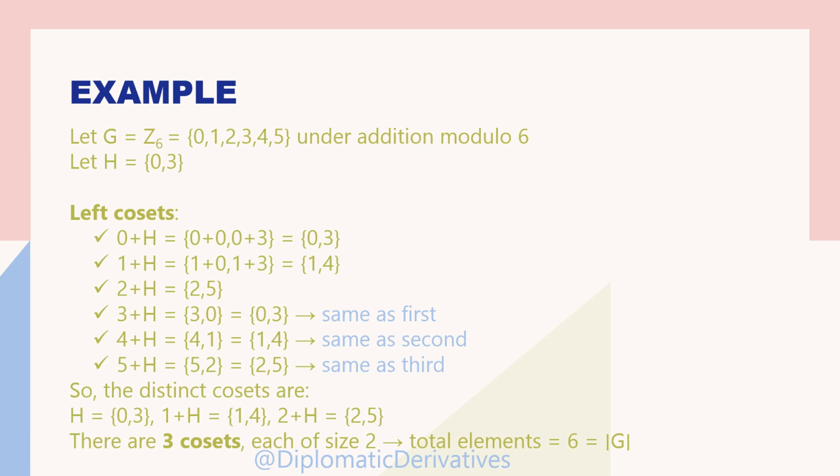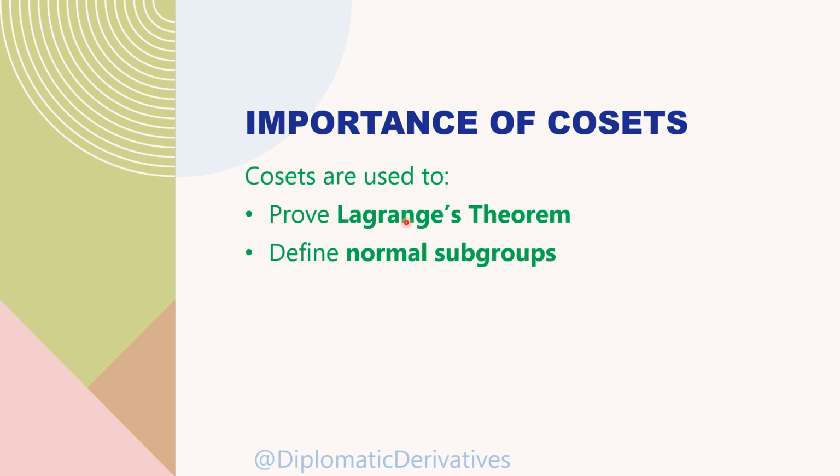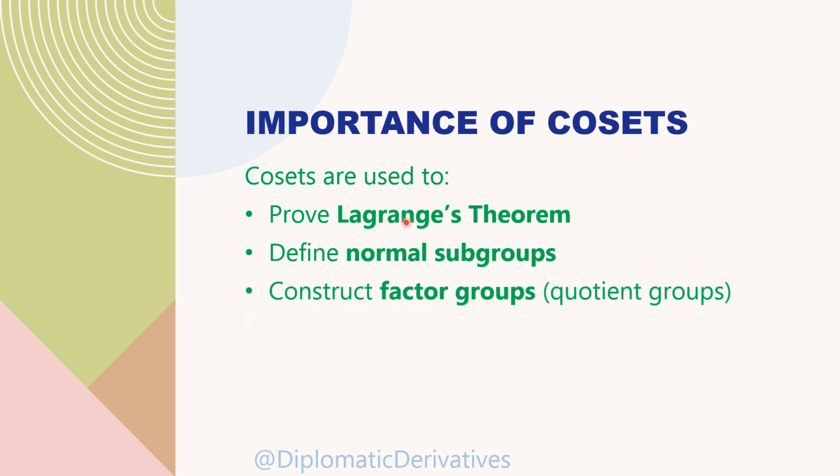So this is a very basic concept, and it's very important as well as very simple. Now, what is the importance of the cosets? They are used to prove Lagrange's theorem. This is the most important thing, Lagrange's theorem, which will be tackled in the next video. They are used to define normal subgroups, again, another concept coming in future videos. And to construct quotient groups, that is factor groups. So this also we will be looking at in future videos. Therefore, first we need to completely make sure that cosets are clear before moving on to the next topics.